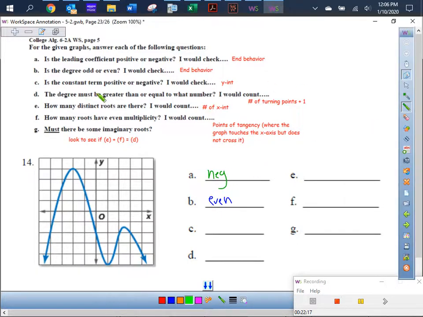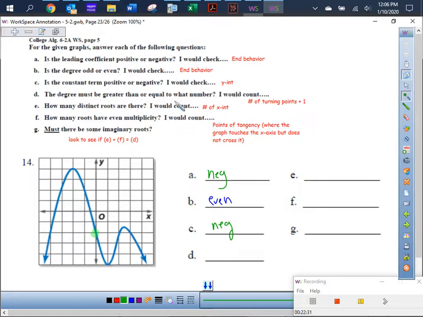Part C, that's the weird part. Is the constant term positive or negative? We're supposed to be looking at the y-intercept. So here he is, there's the y-intercept right there. And would you believe, since he's below the x-axis, that that is negative?